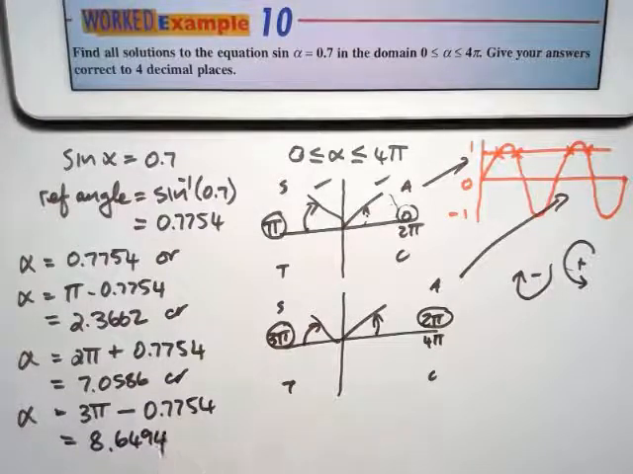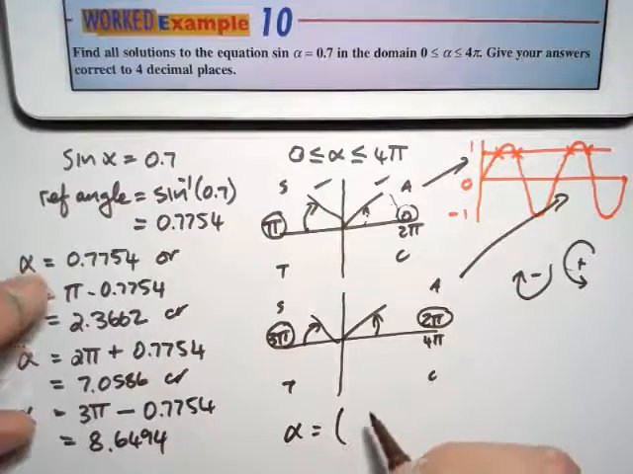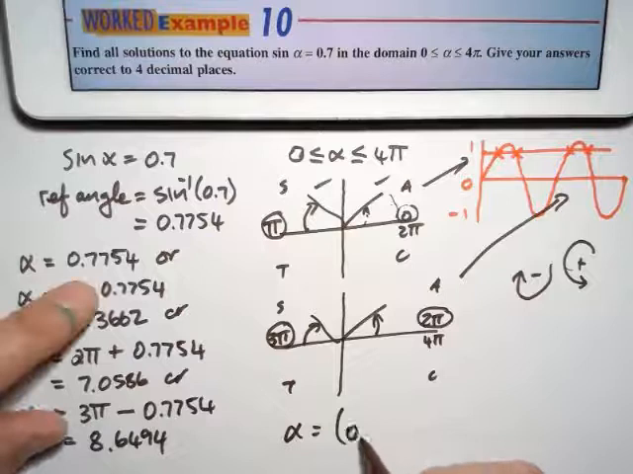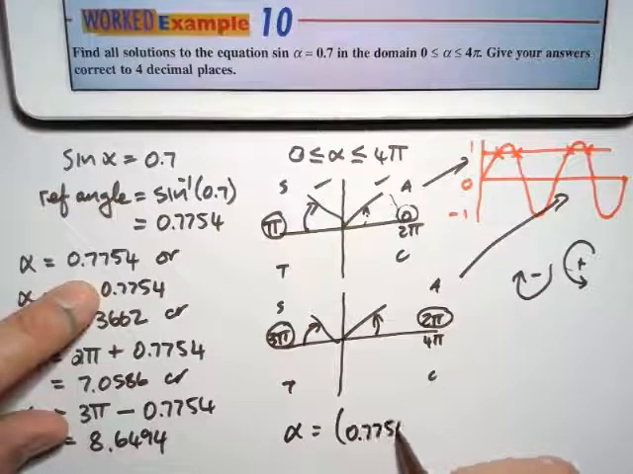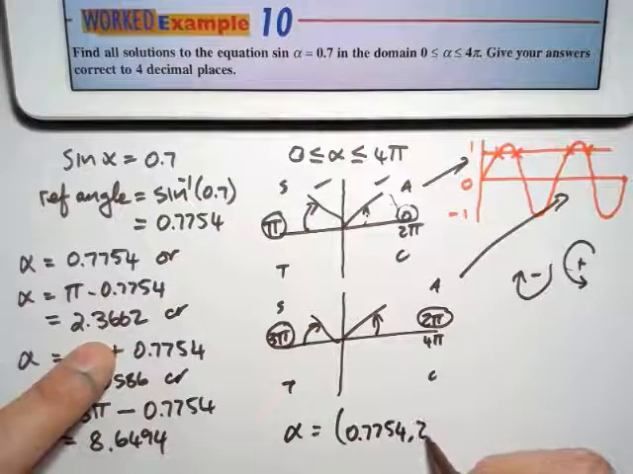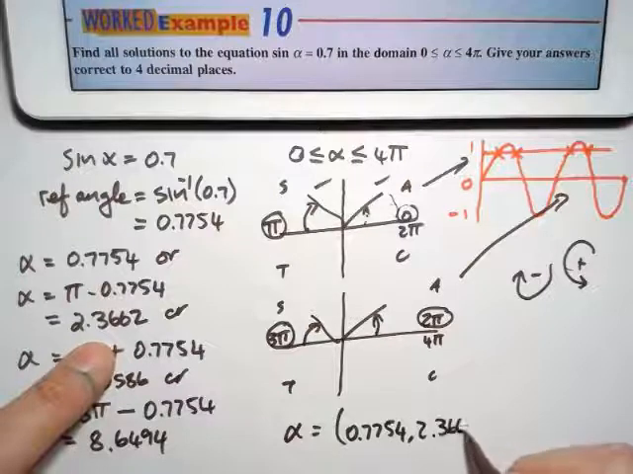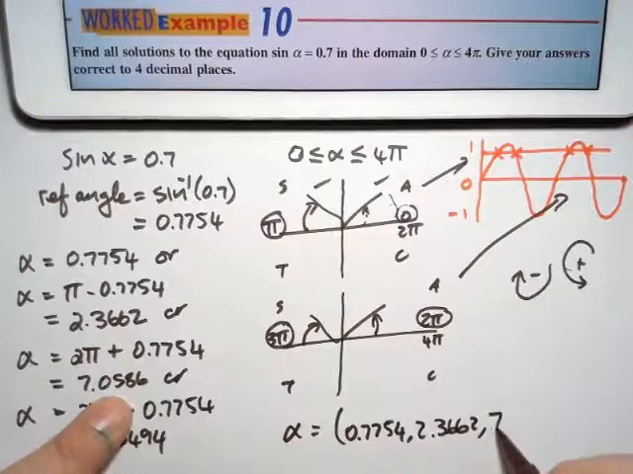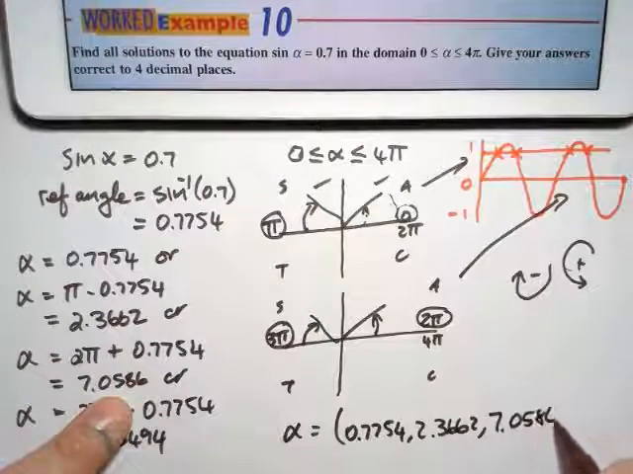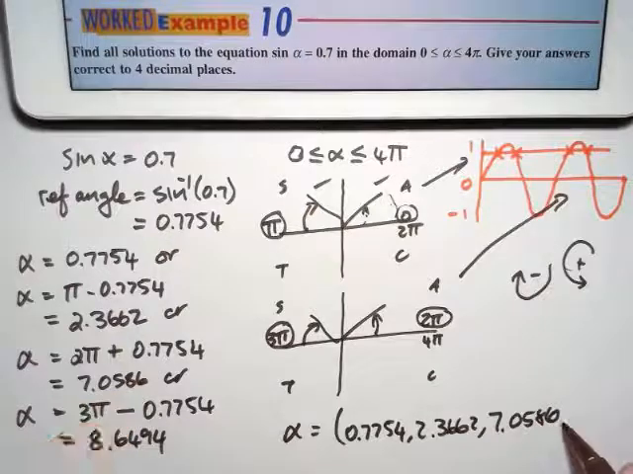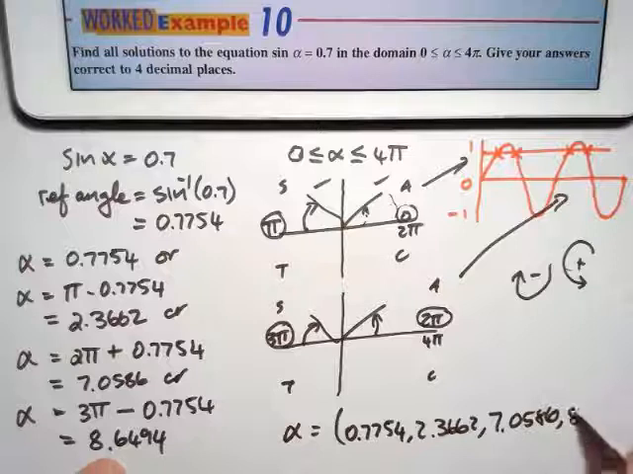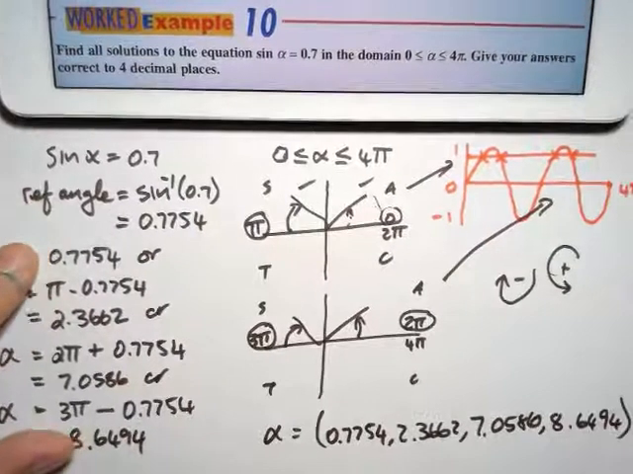Again, I'm going to say alpha equals, and I'm going to write my answers so that my maths teacher loves marking my work and doesn't get upset: 0.7754, 2.3662, 7.0586, and just make sure you don't make a mistake copying this, 8.6494. So that's all my answers in numerical order, ready to go.